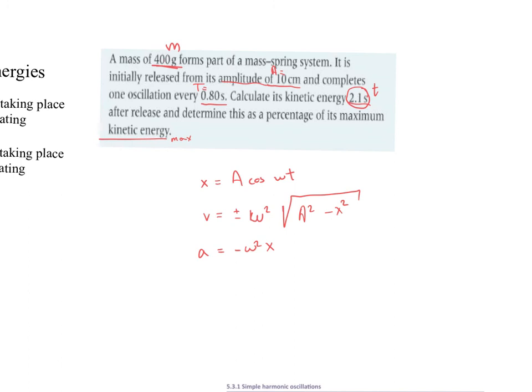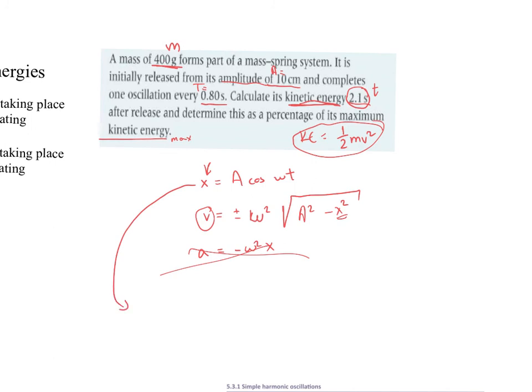So we know that kinetic energy is a half mv squared. As soon as you see things like kinetic energy, you make sure that you write that equation down. Think about whether you have enough to calculate it. From looking at this, I can calculate the speed if I find the position x, because I'm missing this x value here. I don't need acceleration at all.